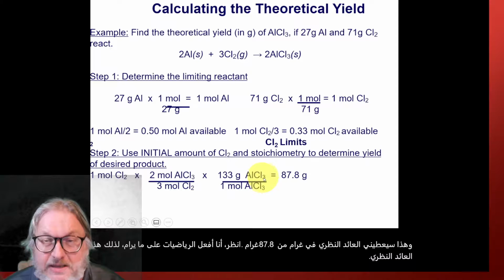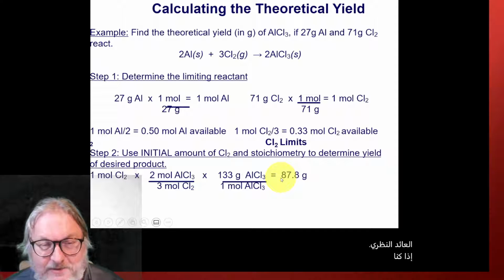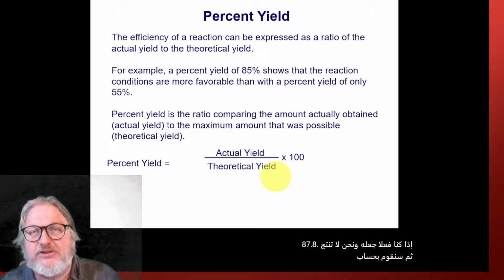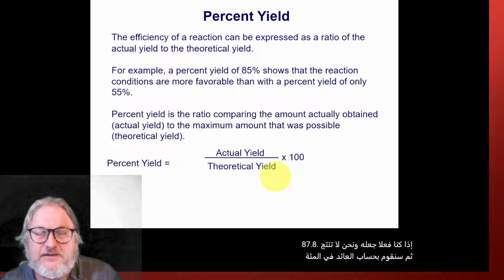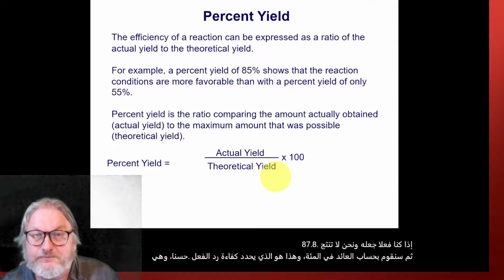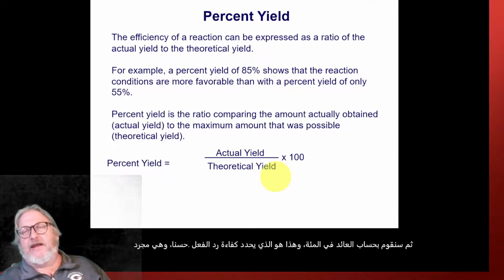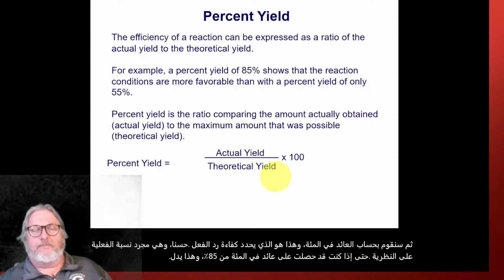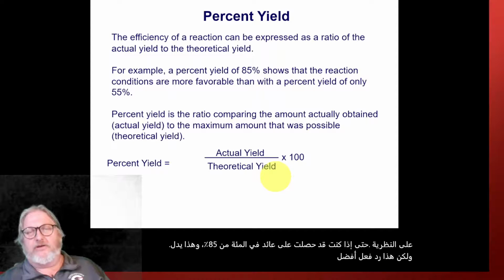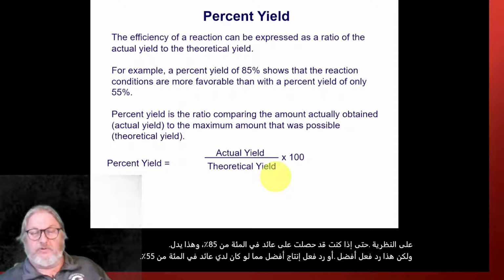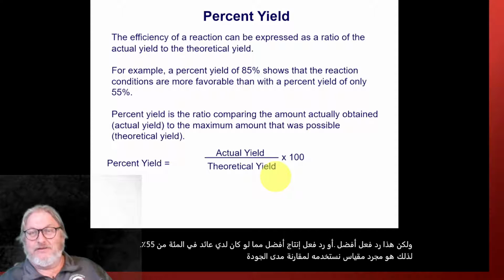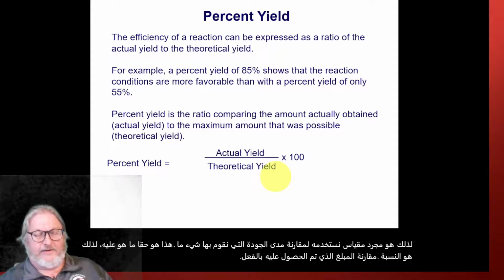Now, if we actually make it and we don't produce 87.8, then we're going to calculate the percent yield. This determines the efficiency of the reaction, and it's just a ratio of the actual over the theoretical. So if I've got a percent yield of 85%, that shows that that's a better reaction than if I had a percent yield of 55%. So it's really just a metric we use to compare how good we're doing something. It's the ratio comparing the amount actually obtained divided by the calculated.